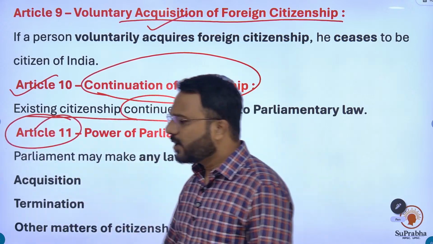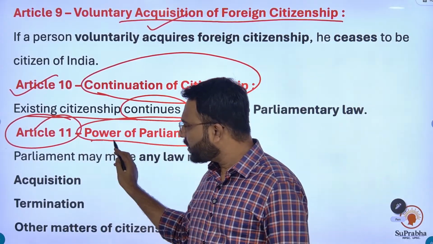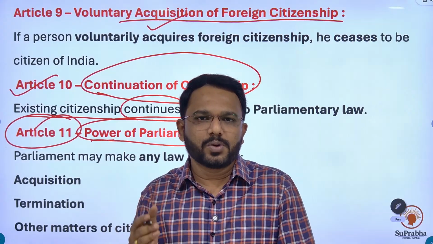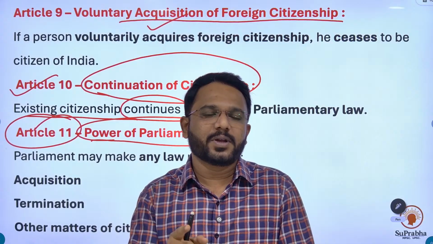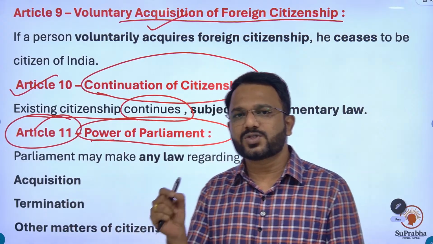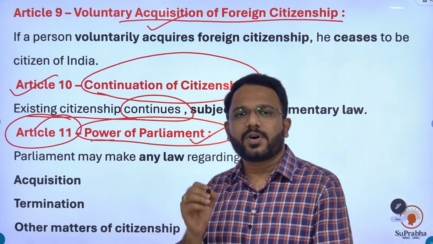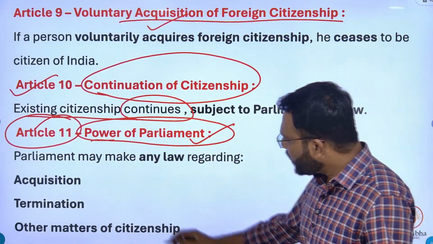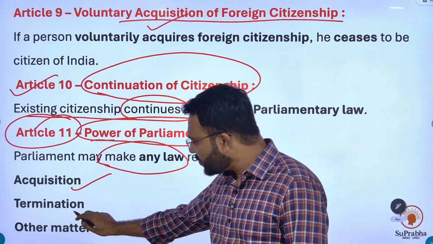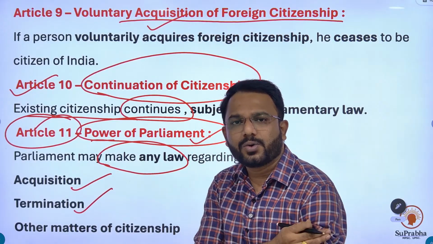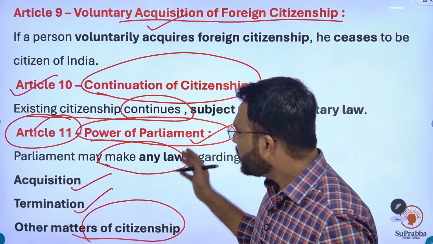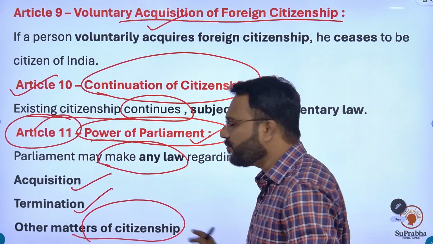What does Article number 11 say? It speaks about the powers of Parliament. According to Article 11, the Constitution has given Parliament the power to make laws for citizenship. Note down that these powers are given only to Parliament and not to state legislatures. The whole and sole authority to make laws for citizenship is Parliament. Parliament may make any laws regarding acquisition, meaning to grant citizenship, termination, meaning to abolish or take away your citizenship, and other matters related to citizenship. So this is Article number 11, related to the powers of Parliament.